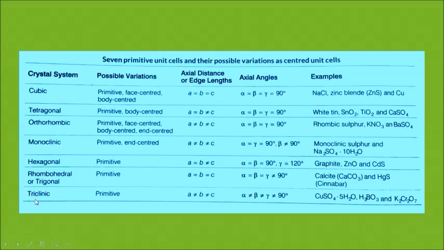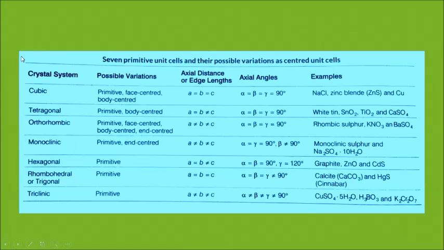Then the next one is triclinic. It also has the possible variation only in primitive. For the axial distances, a is not equal to b is not equal to c, and alpha, beta, gamma are not equal to 90 degrees. The examples are copper sulfate, the hydrated one with 5 moles of water, then boric acid and potassium dichromate. These are the examples for triclinic.